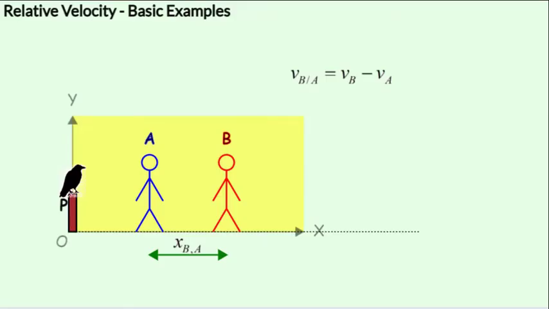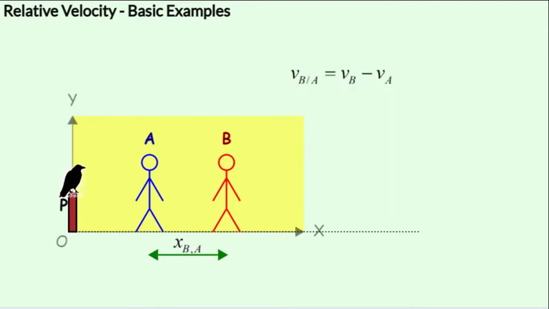Now let's go through the various cases where A and B are both moving, either in the same direction or in opposite directions, and let's compute the relative velocities in each situation so that you get a better handle on relative velocities. The basic formula is VB with respect to A is VB minus VA. And that is the formula we are going to make use of.